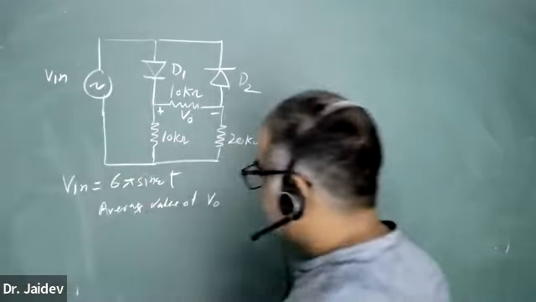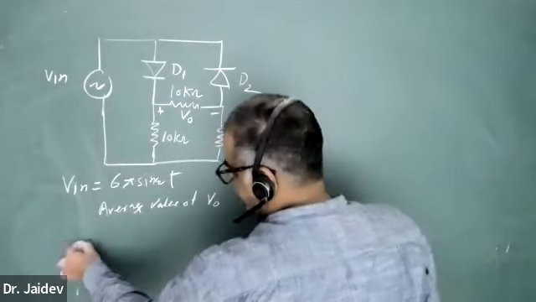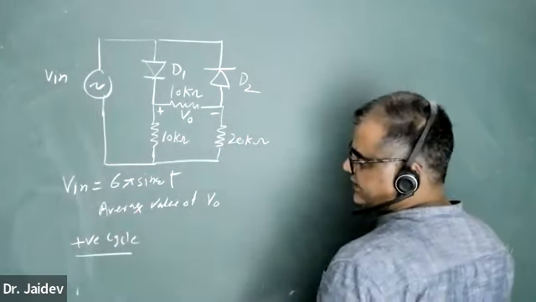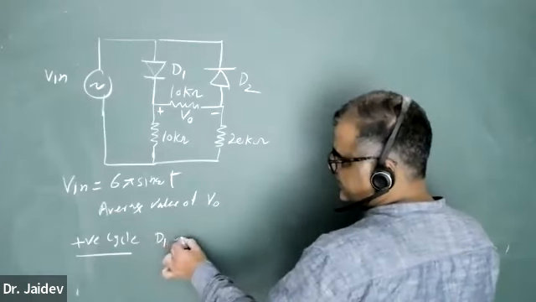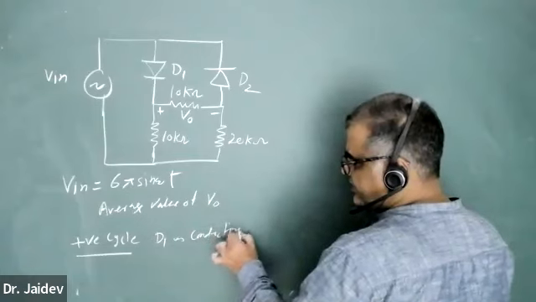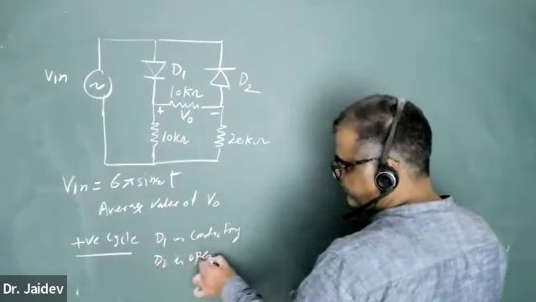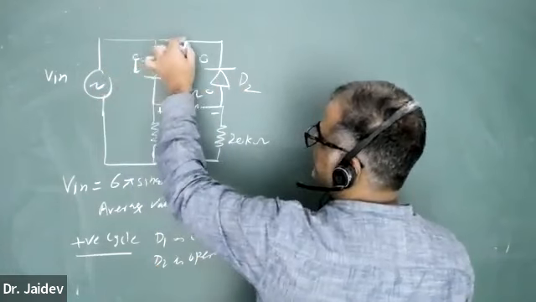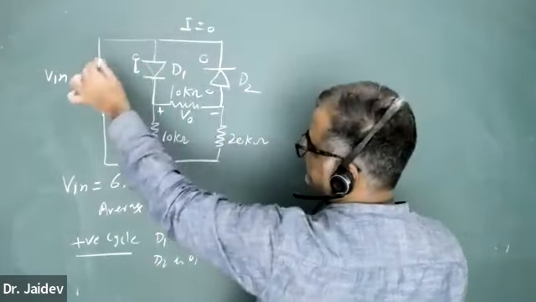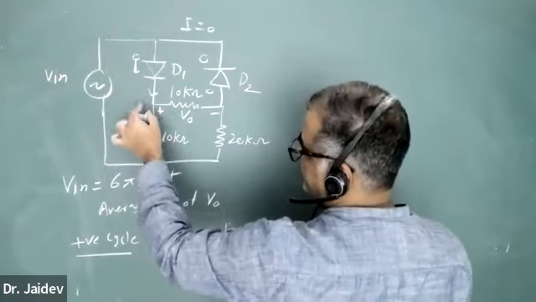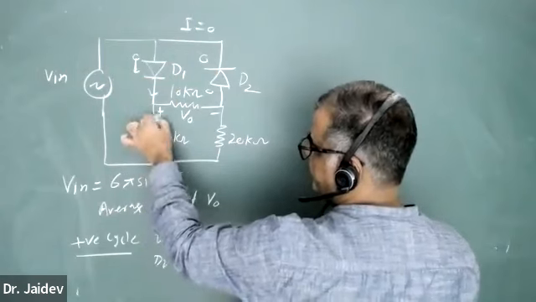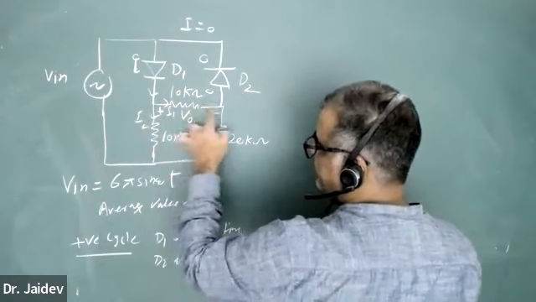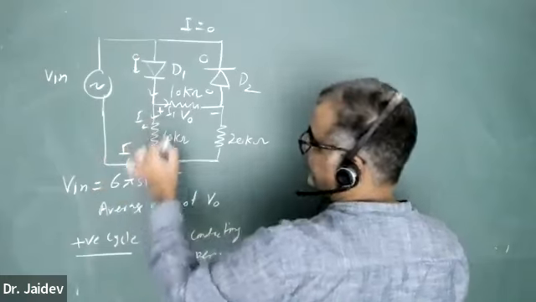If I take the positive cycle, which diode is conducting? D1 is conducting, and D2 is open for the positive cycle. So make D2 open, and D1 is a short circuit because it is an ideal diode. No current is going through D2. Current comes here and divides into two branches: I1 goes one way, I2 goes the other, and then I1 and I2 merge again and total current I goes out.